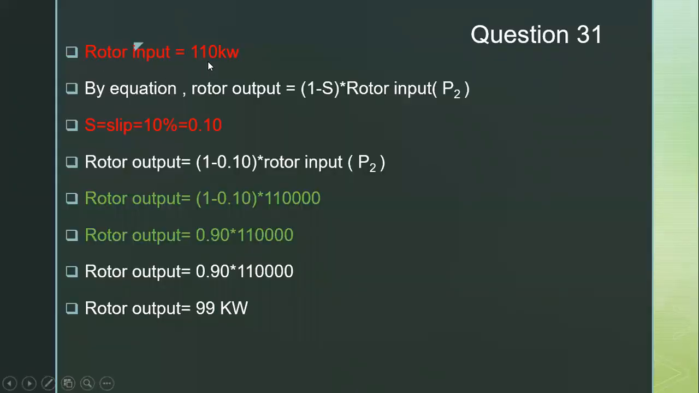So once again, rotor input is 110 kilowatts. By the equation, rotor output is equal to (1 minus S) into rotor input. S will be 10 percent or 0.10. So rotor output will be (1 minus 0.10) into rotor input, that is 0.9 into 110 kilowatts, or 1.1 lakh watts. You will get 99 kilowatts.